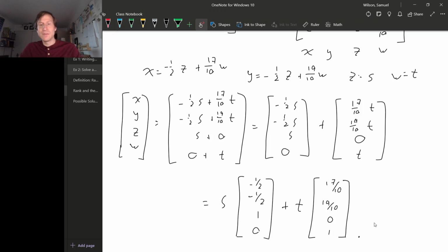All right. So you can see that solving a homogeneous equation in this way and then parameterizing the solution should always let us express these solutions as some vectors, but with these free parameters in front. Okay.